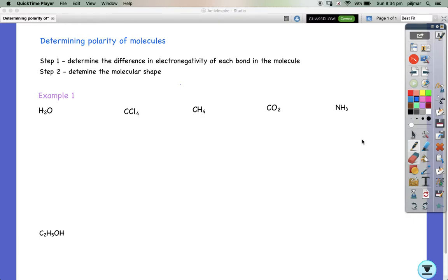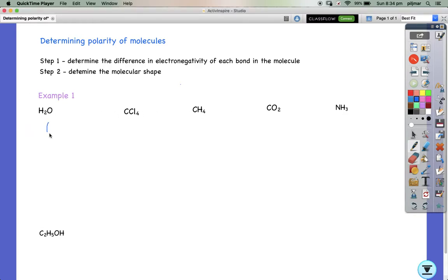Hi everyone, in this video we're going to be looking at how to determine the polarity of molecules. Step one is to determine the difference in electronegativity of each bond in the molecule, and step two is to determine the molecular shape. Once we've done that, we can combine those two factors in order to work out if the whole molecule is polar or not. So we're going to use a few examples.